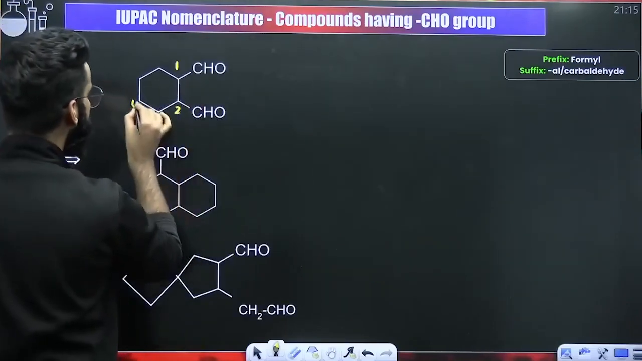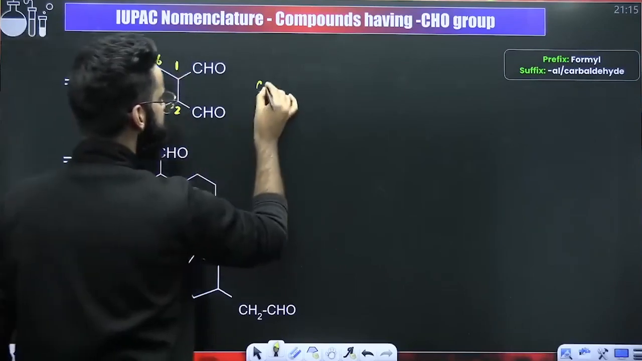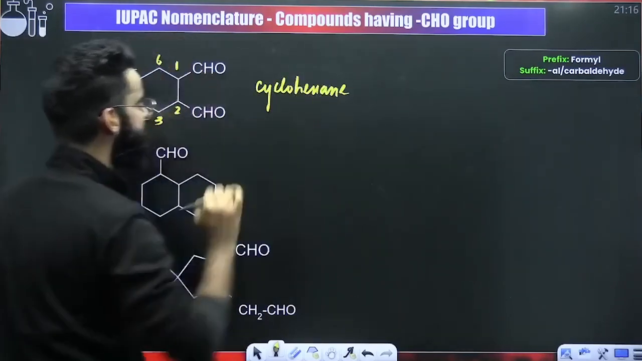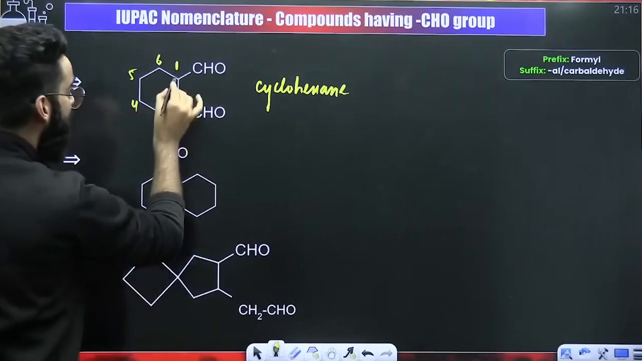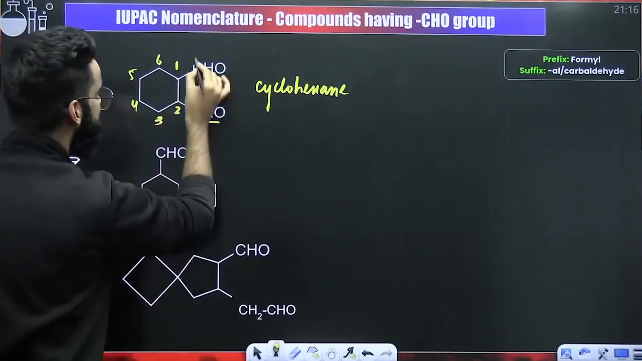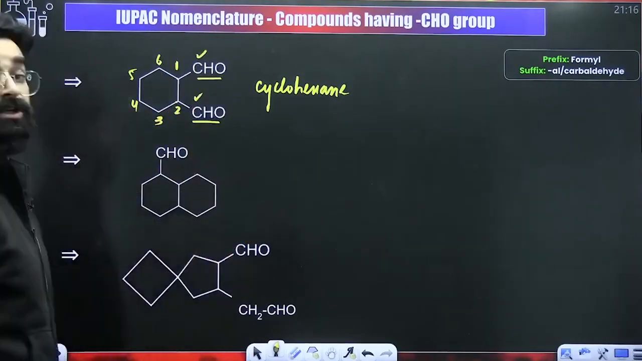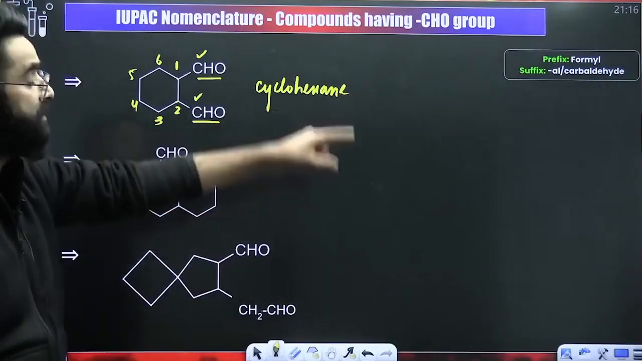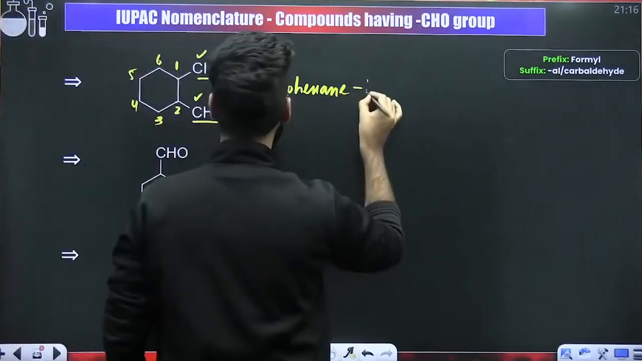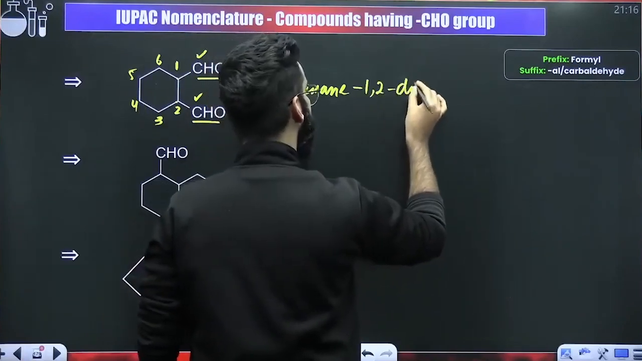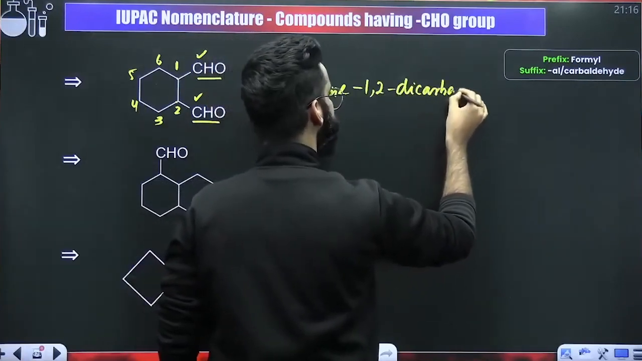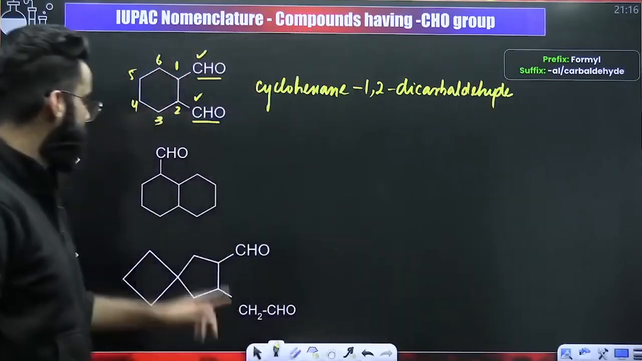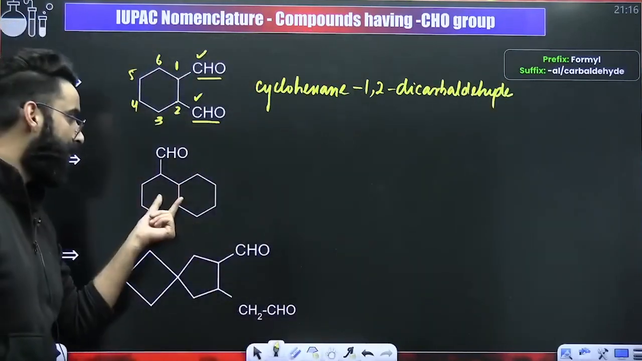1, 2, 3, 4, 5, 6. So it is first of all going to be cyclohexane, right? Now at 1 and 2, there are 2 functional groups. None of the carbon of the functional group is the part of the main chain. So the suffix used is going to be carbaldehyde, right? So it's 1,2 dicarbaldehyde. Look at this one, bicyclo compound.